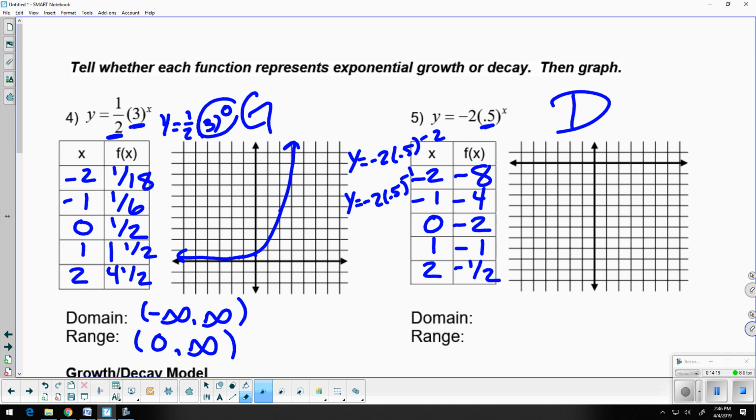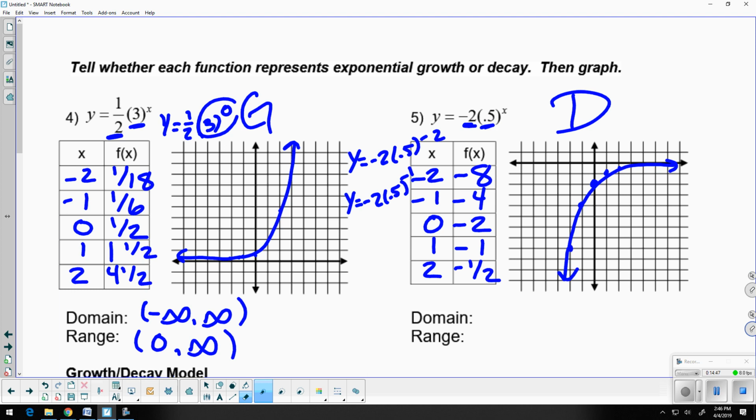Now plotting our points. So going back 2 and then going down 1, 2, 3, 4, 5, 6, 7, 8. I think that's 8, right? 1, 2, 3, 4, 5, 6, 7. Yep, that's 8. Going back 1, down 1, 2, 3, 4. 0, -2. So again, because my a is -2, that's where it's crossing over the y. And then 1, -1, 2, -1/2. So just below the x-axis this time.